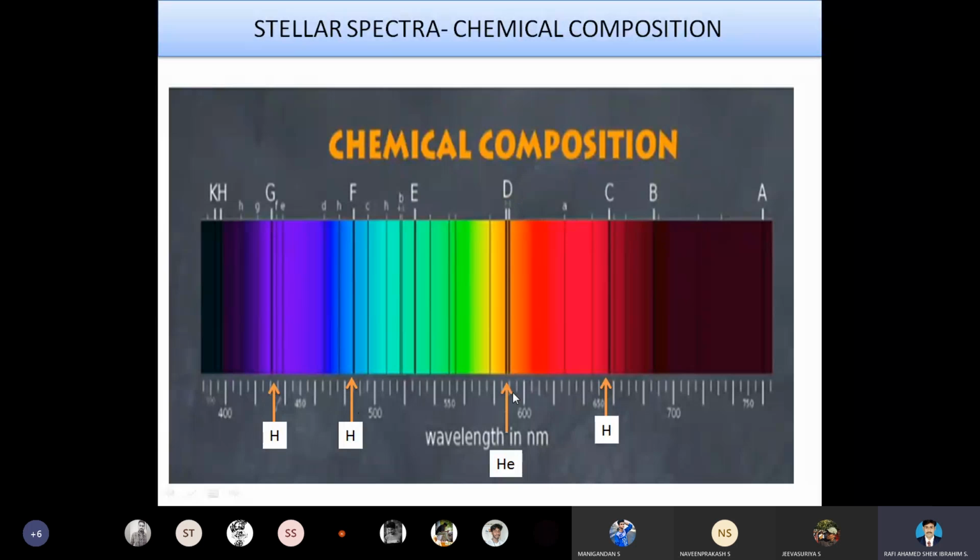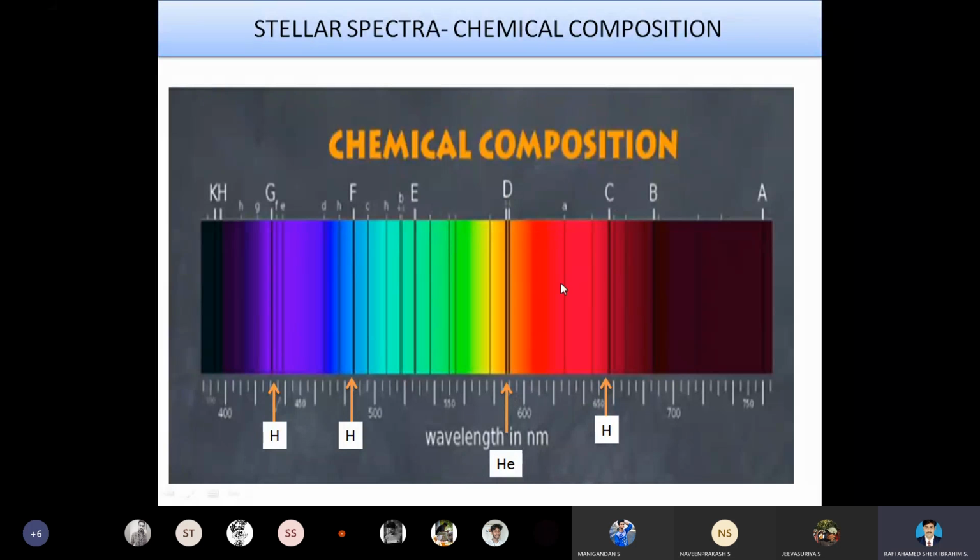The D region is nothing but a helium region. As we know from the theory, when hydrogen and helium collide with each other, a huge amount of heat is produced. That huge heat produced during the collision results in the formation of a star.